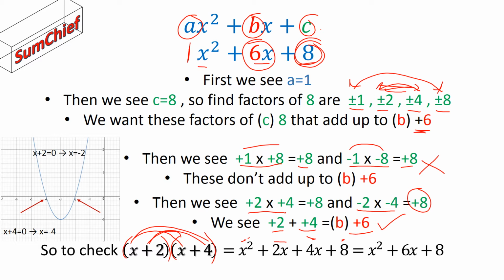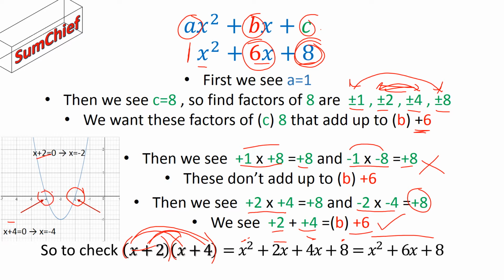Simplify this up a little bit, we get x squared plus 6x plus 8, which is back to where we started, so we've checked everything's good. And just to have a look at this function, when we've got x plus 2, when x plus 2 equals 0, we're left with x equals minus 2, and that's this place. And x plus 4 equals 0 means x equals minus 4, and there we go.